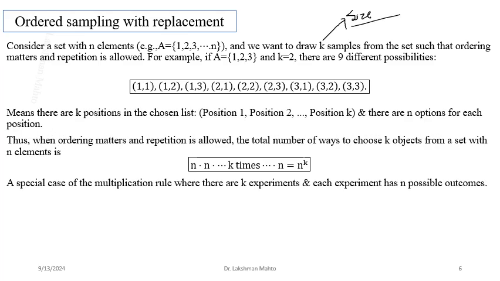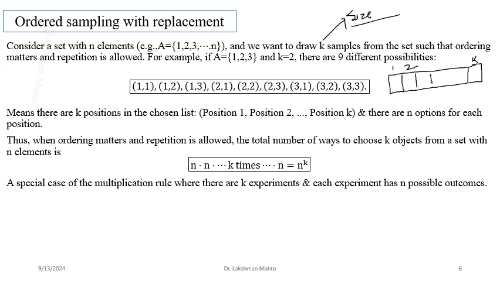So there are K positions in the chosen list. If you say a sample of size K, that means you come up with K positions, and in those K positions you have to fill in the elements. You will find a lot of such examples. So it is ordered sampling with replacement. The sample looks like a box having K partitions: this partition call it 1, this one 2, and this one the kth sub box.